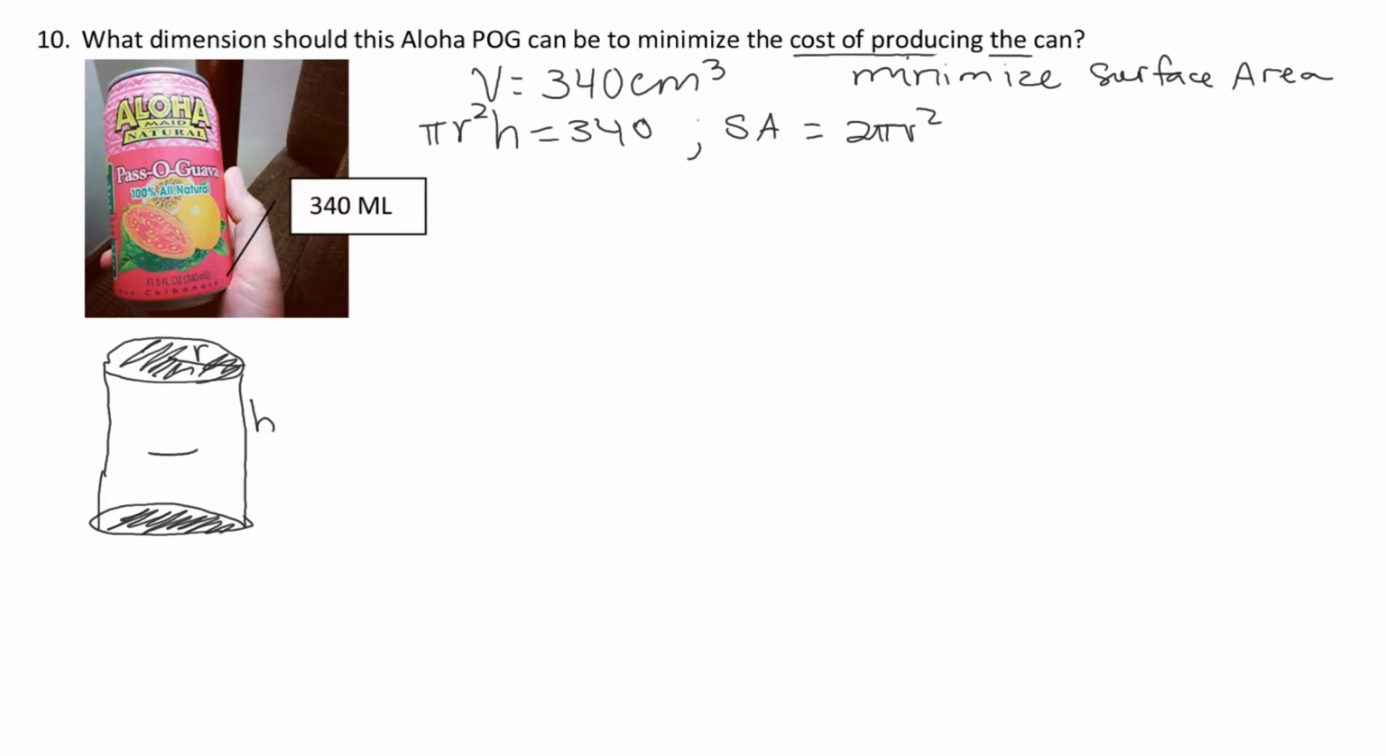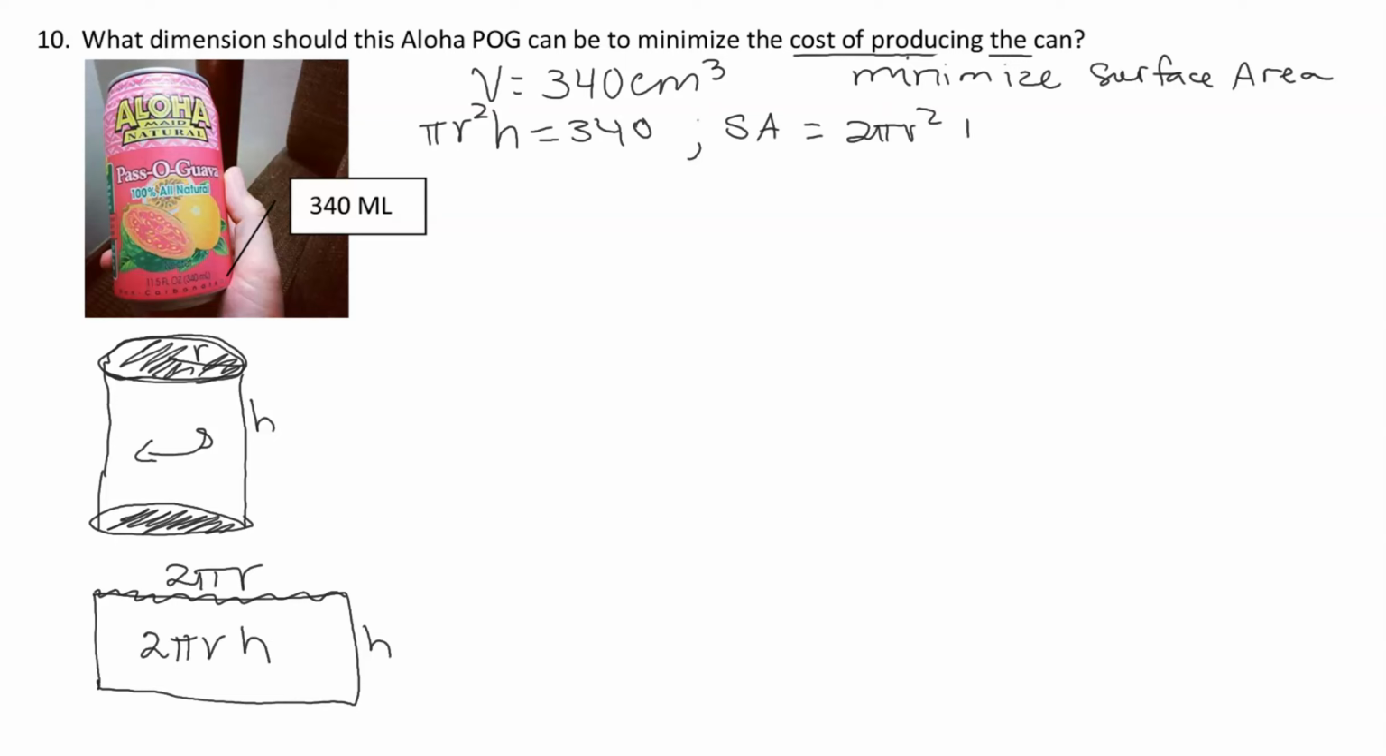And then this part right here, the wall, when you open that up, is a rectangle with height H, and its width comes from the circumference of the circle, which is 2 pi R. So the area here is 2 pi R H. We add 2 pi R H to the two circles, the top and the bottom. That is the function that we are going to minimize.